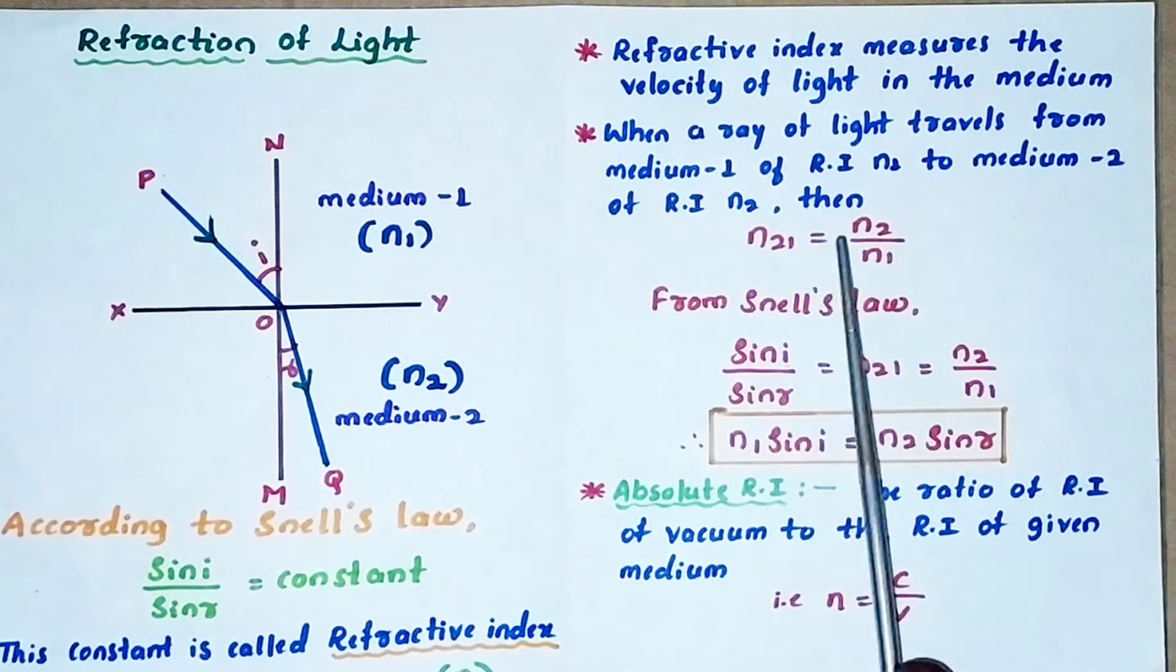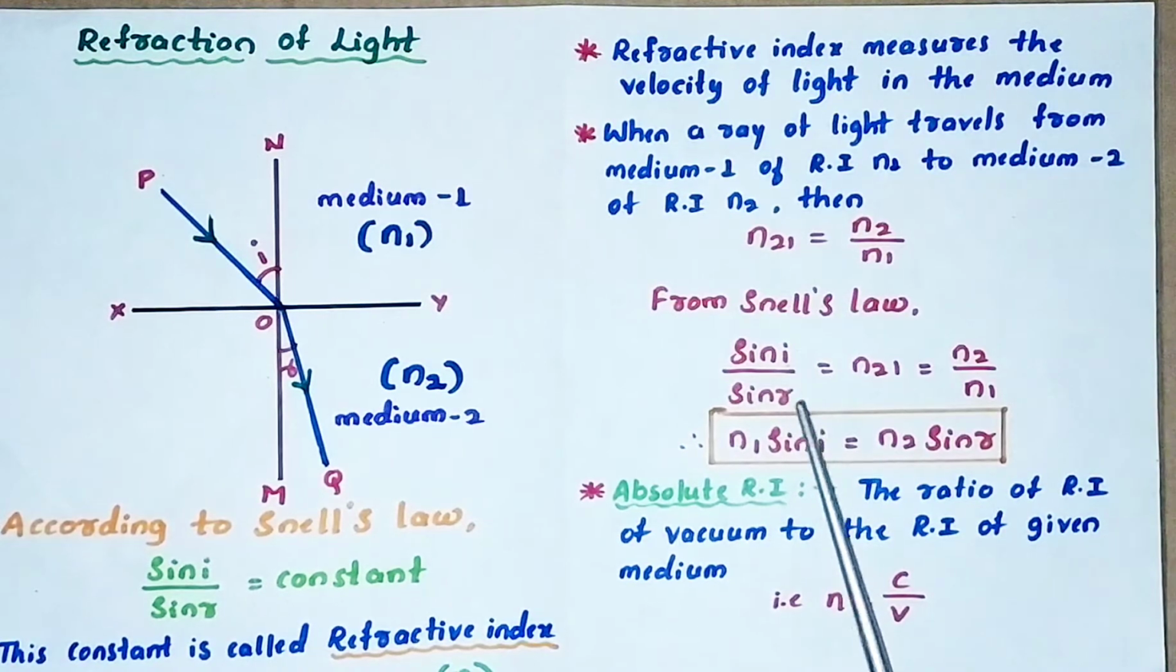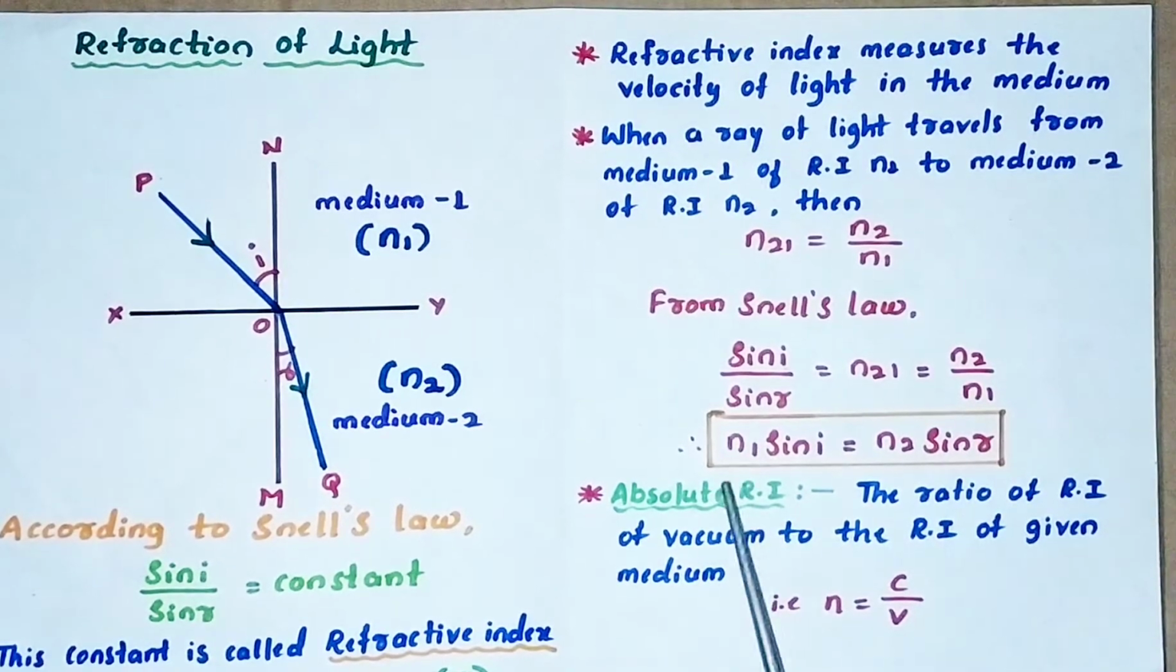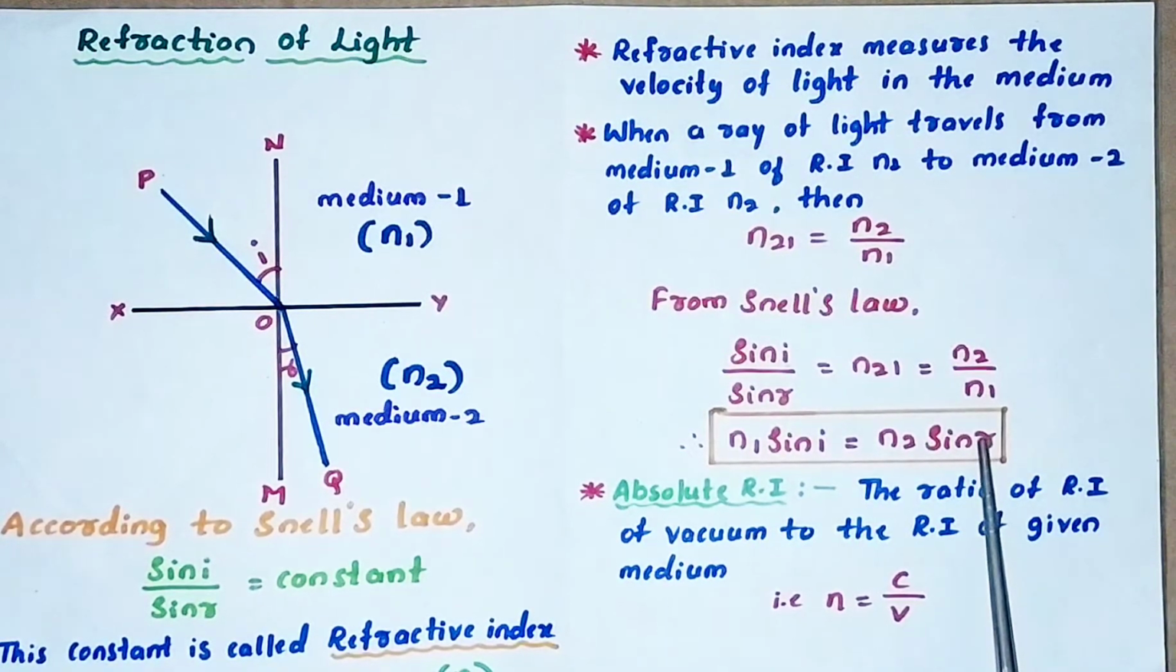Now from Snell's law we have the equation sin I divided by sin R equal to constant. That constant is refractive index. How to write refractive index? n21 or n2 divided by n1. Cross multiply here. n1 sin I equal to n2 sin R, and this equation is called generalized Snell's equation. So which is the generalized Snell's equation? n1 sin I equal to n2 sin R.